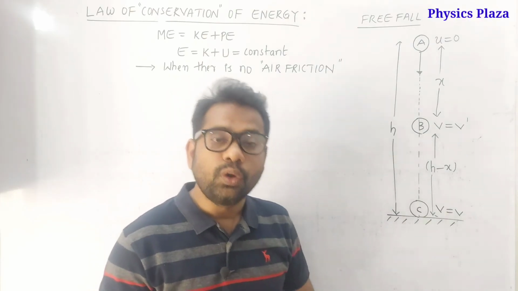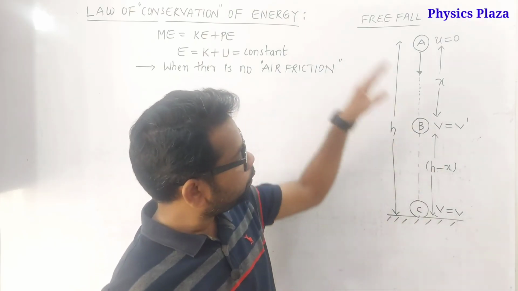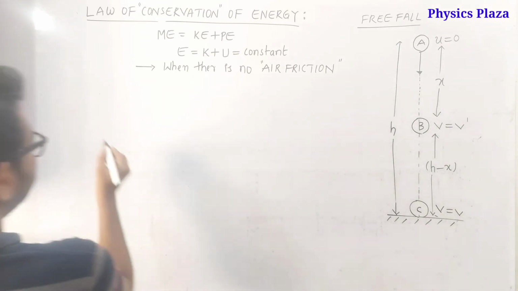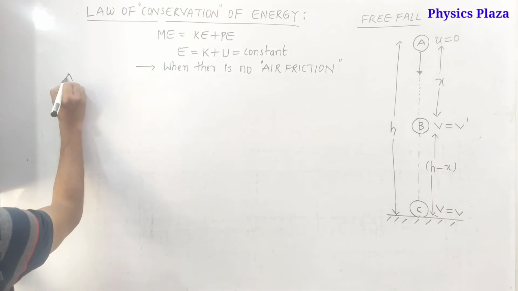Now what do we have to prove? We have to prove the total energy at point A, at point B, at point C should be the same actually. Look at each other. Come on. So first let us prove at point A.